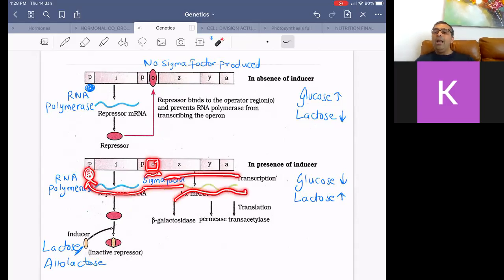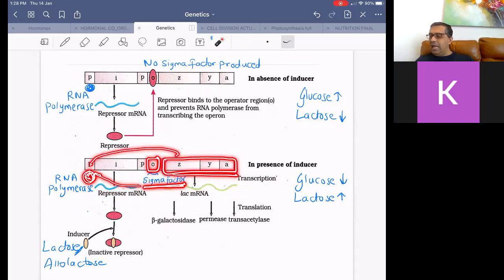So, who helps in the three structural genes to undergo transcription to form LAC mRNA? The RNA polymerase enzyme. But who will bring RNA polymerase enzyme towards the LAC-Z, LAC-Y, LAC-A gene? Sigma factor. Who produces sigma factor? Operator gene. And operator gene produces sigma factor, which picks up RNA polymerase from promoter gene and brings RNA polymerase towards the structural genes, and structural genes undergo transcription to form Lac mRNA, undergo translation to form the three enzymes required for lactose metabolism.